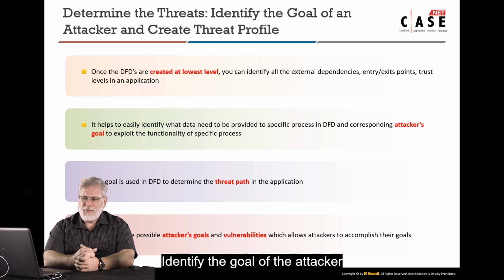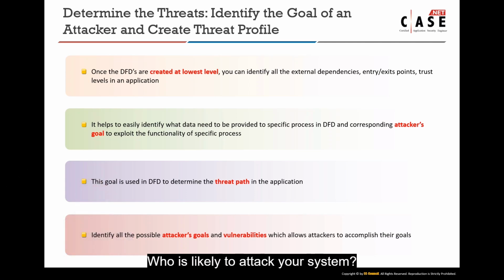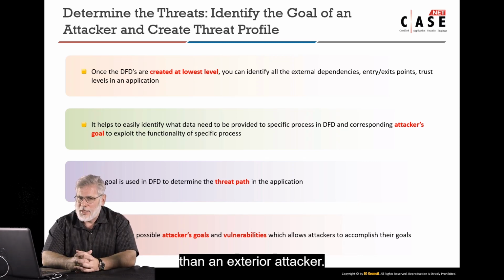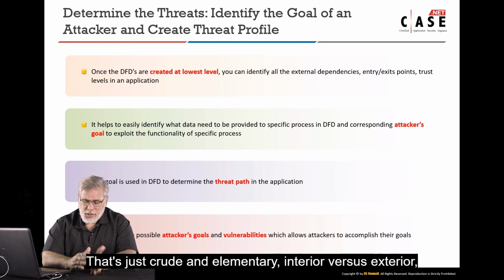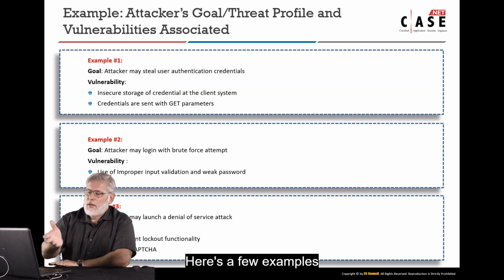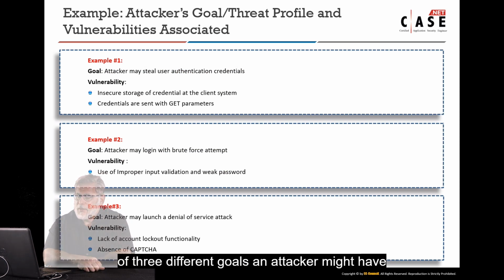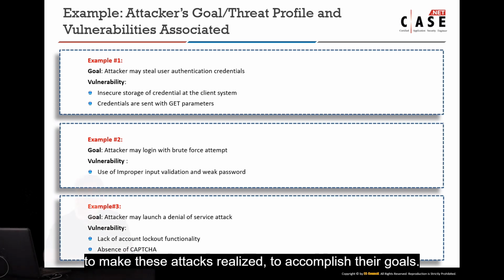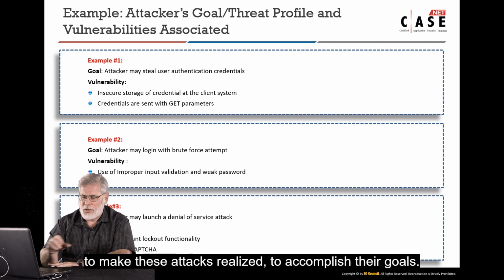Now let's look at the threats. Identify the goal of the attacker and create the threat profile. Who is likely to attack your system? Now you can look at those data flow diagrams and look at the points of possible attack and do a model of who might be exploiting those. Some things can only be exploited by an insider. Well, that's a different threat model than an exterior attacker. That's sort of crude and elementary, just interior versus exterior, but that's a starting point. Here are a few examples of three different goals an attacker might have and what vulnerability they would exploit to accomplish their goals.